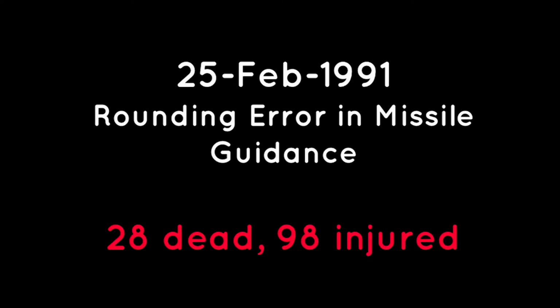In 1991, during the Gulf War, the Patriot missile guidance software had a rounding error in it. It failed to track an incoming missile, which struck a Marine barracks, killed 28 people, and injured about 100 more.